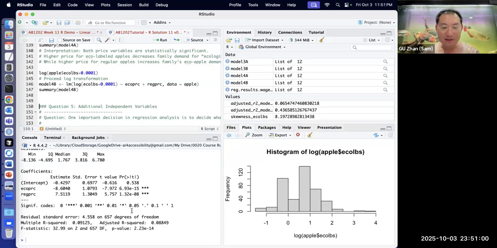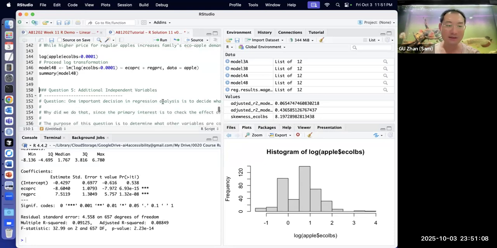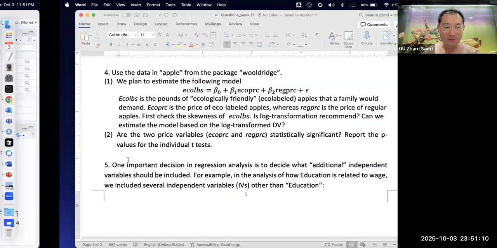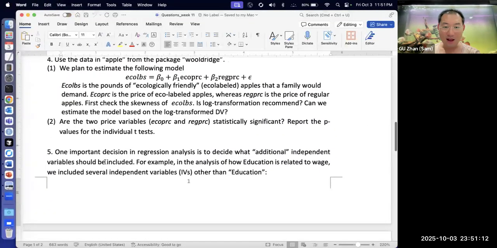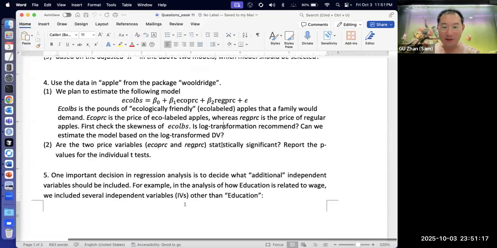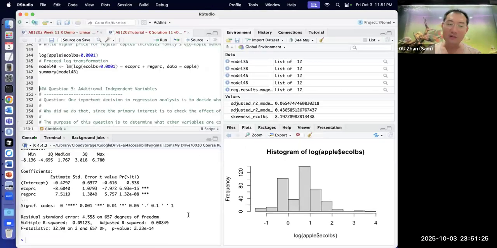Yeah, okay. Then you see that R square actually increased from 3% to 8%. So slightly better. Okay, so question 5. Statistically important, report the p-values. Yes, they are statistically important. The p-values are very, very small, highly significant.